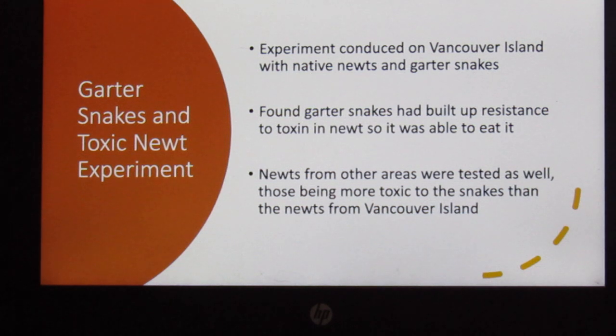Different types of newts were used from different areas to test the different resistances. The resistance was found only in newts from Vancouver Island. So only the snakes and newts from Vancouver Island were able to be prey and predator. Otherwise, the snake would have been poisoned by the toxin from the other newts in the other areas. And this supports coevolution of prey defense and predator exploitation.